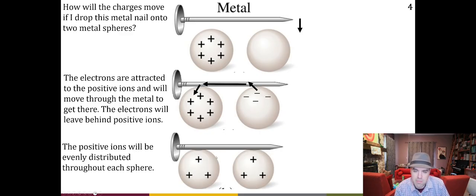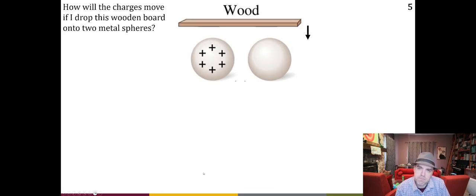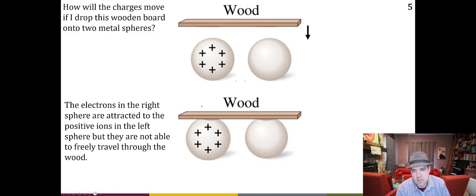So in the end, we're going to be left with some positive ions on this side because we lost some electrons, and less positive ions on this side because some of those electrons made some of those atoms neutral. Now, what's going to happen if I put wood on top of these two metal spheres? Well, nothing, because wood is not a conductor, meaning that electrons cannot travel freely through the wood like they can with metal. And this is what's called an insulator.